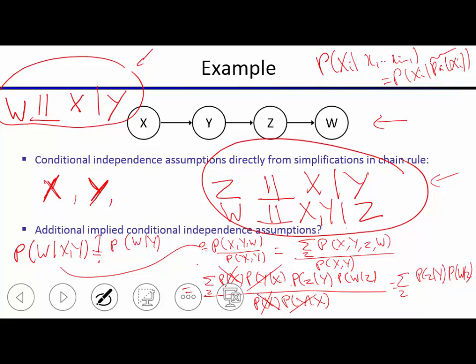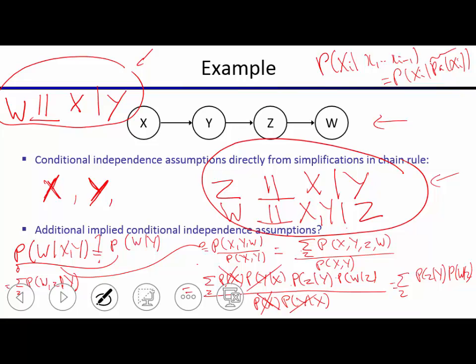Now let's see what our right-hand side is like. Hopefully we get the same thing. So p(w given y), let's do that over here, is equal to sum over z p(w, z given y). This is always true. If you have a probability or a conditional probability, you can always add a variable up front and sum over it. Okay, nothing to do with Bayes nets, just standard probability.